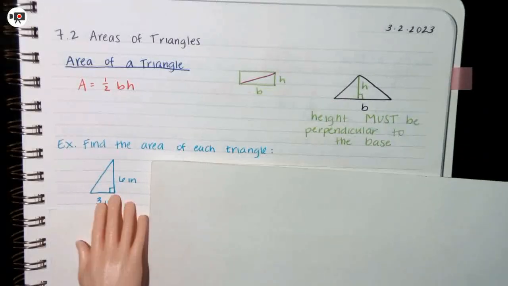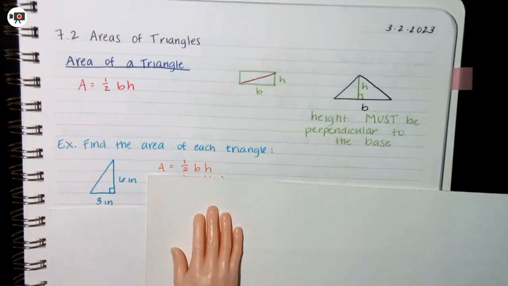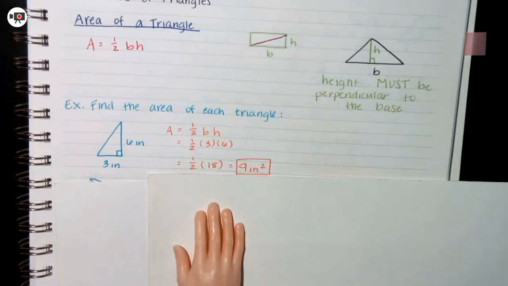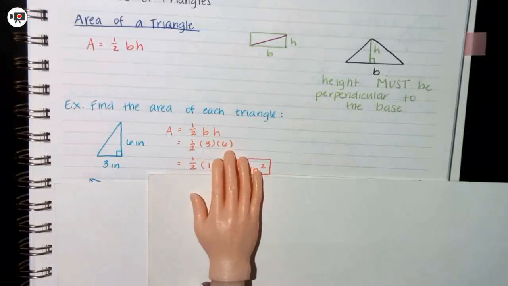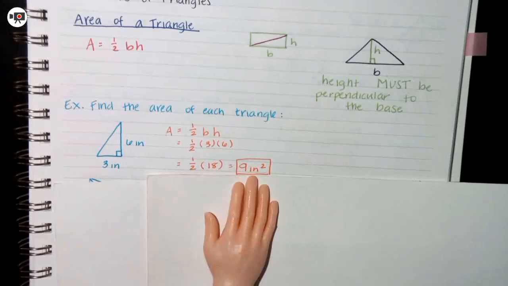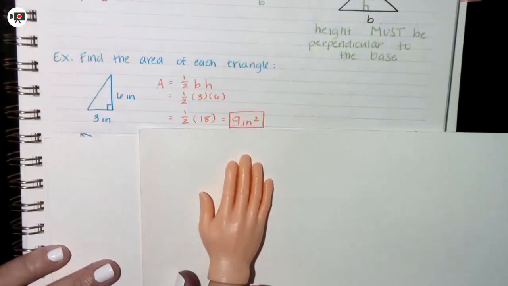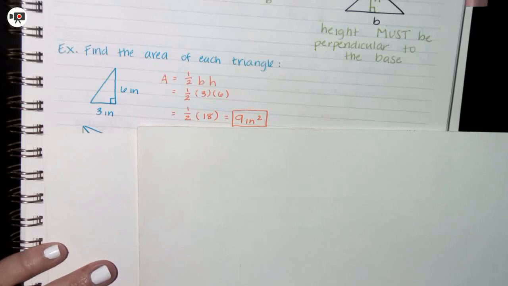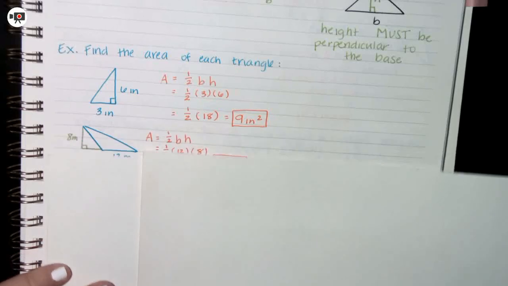So I have 3 and 6, so area is 1/2 times 3 times 6. 3 times 6 is 18, and half of 18 is 9. It's the same thing as finding the area of a parallelogram. We just take half of the answer.